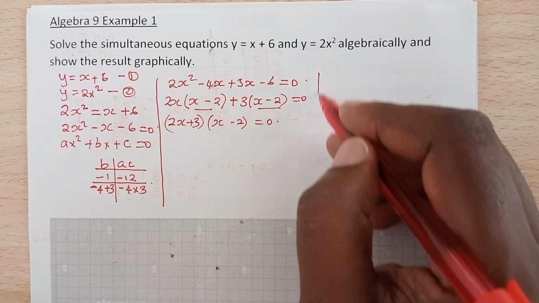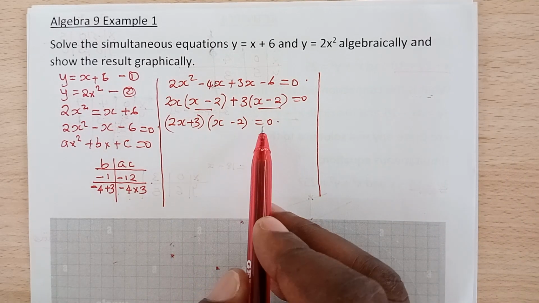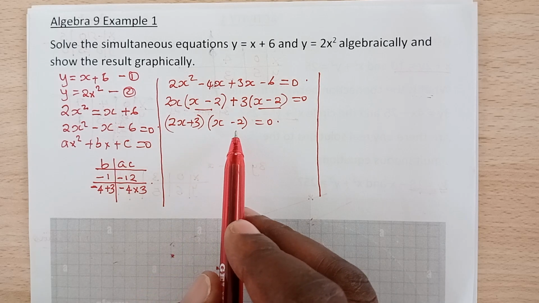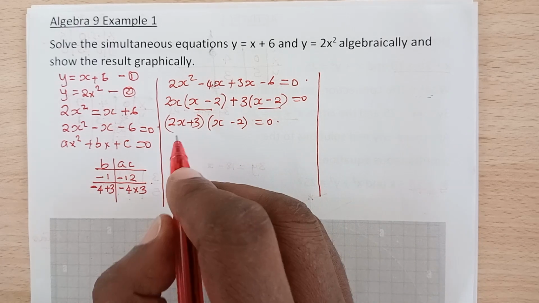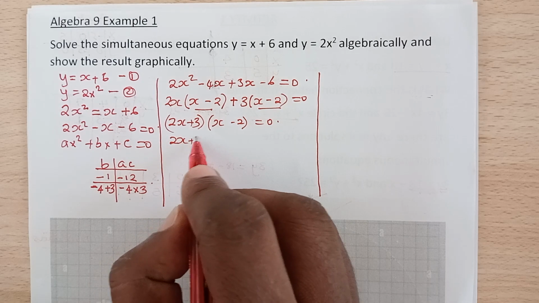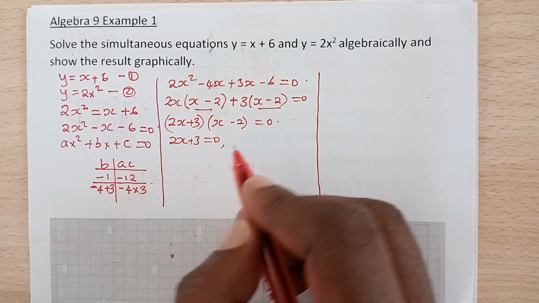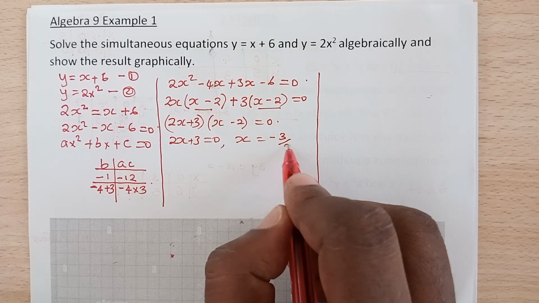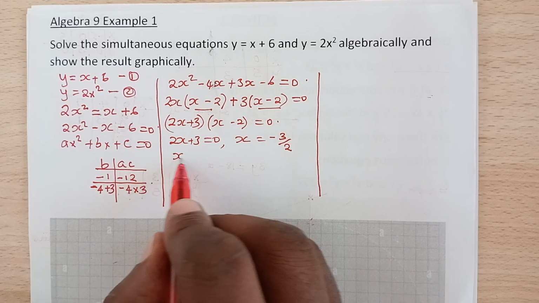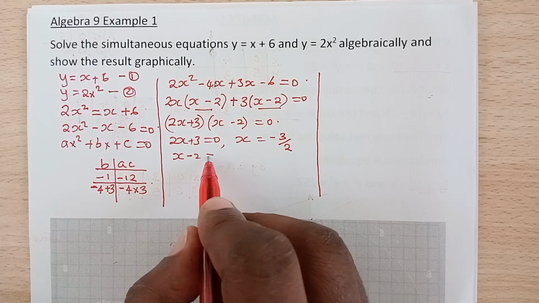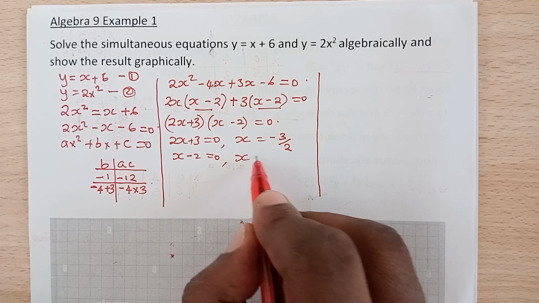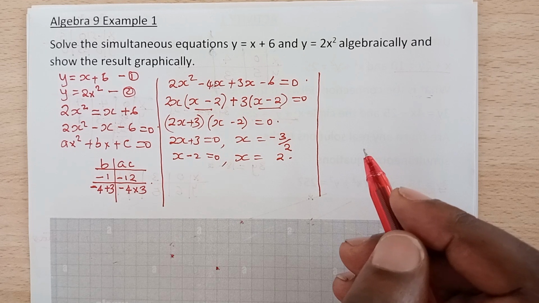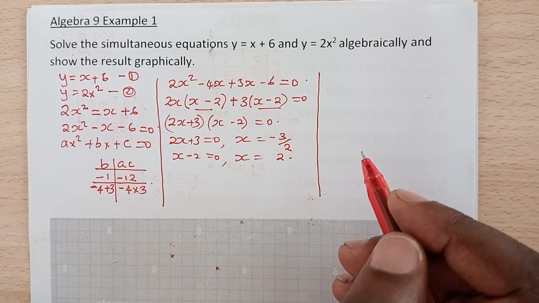This is a situation whereby when we have two numbers multiplied and the product is 0, either one bracket is 0 or the other bracket is 0, or even both of them are 0. So if we take 2x plus 3 to be equal to 0, it follows that x equals minus 3 over 2. If the second bracket, x minus 2, equals 0, it follows that x equals 2. And that is just it.